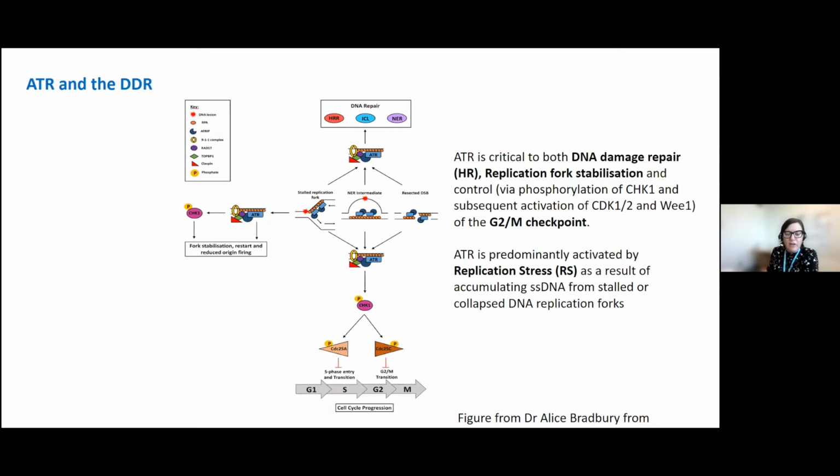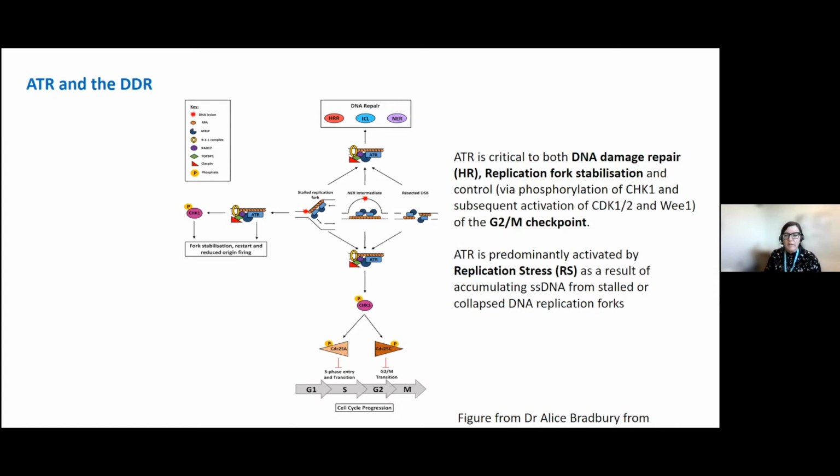But essentially what it's trying to show is that when you have DNA damage, ATR and obviously ATM are activated, and ATR is critical to both DNA damage repair in terms of homologous recombination, and also it helps in stabilizing replication forks. It also controls the G2M checkpoint, and it does this by phosphorylation of CHEK1, which is shown here, and then CHEK1 subsequently activates CDK1 and 2 and WEE1.